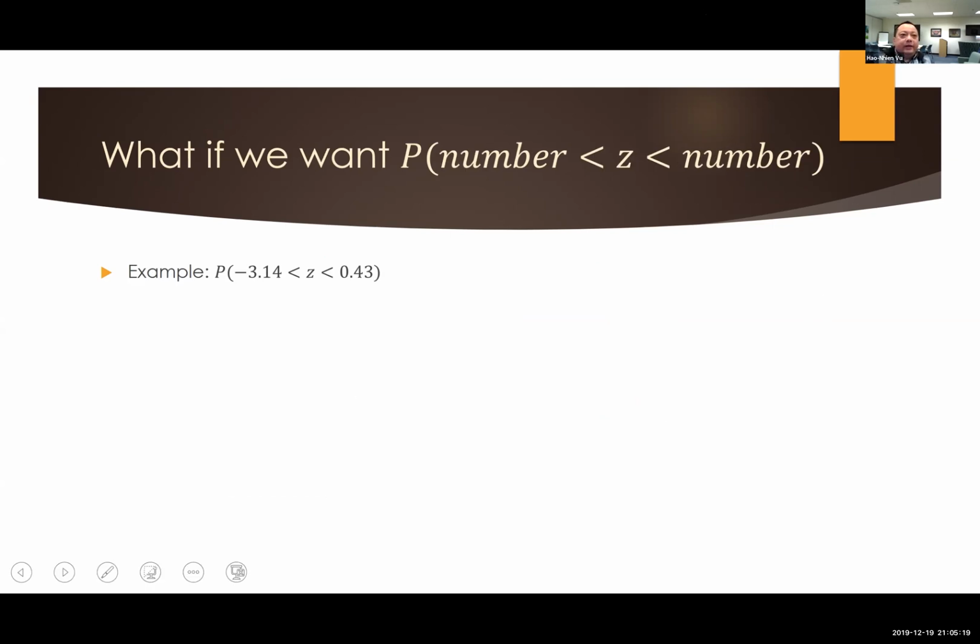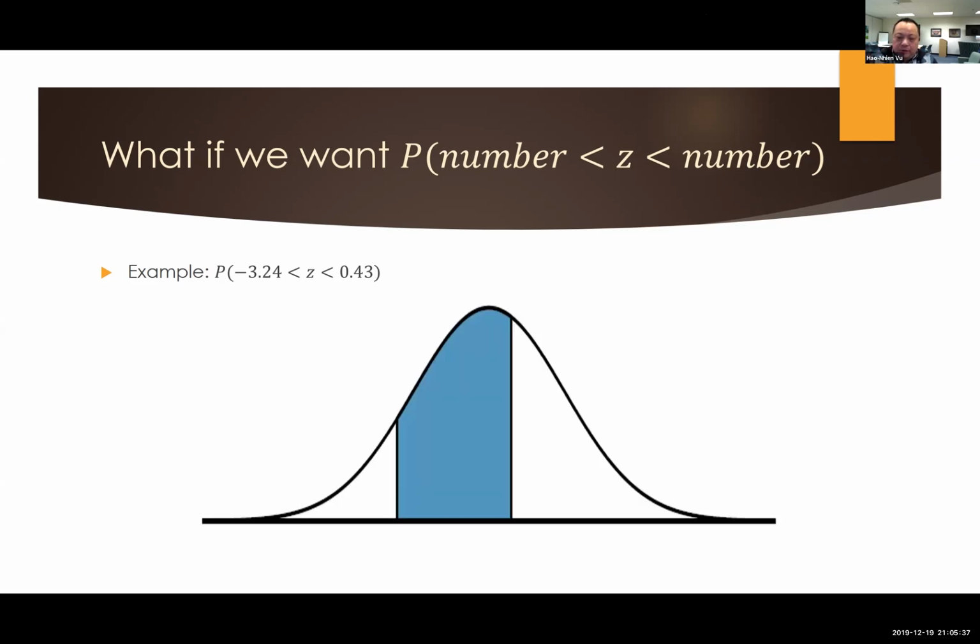All right, what if we want the probability between two numbers? For example, the probability that x is between negative 3.24 and 0.43. Okay, and the first thing we always do when we have these normal problems is to draw the graph, draw the normal diagram. So when we draw, we get a diagram like this. And over here is negative 3.24. And over here is 0.43. And we asked for this area.